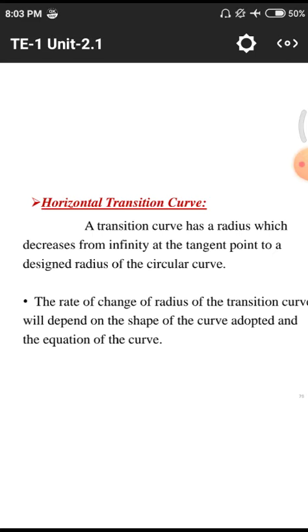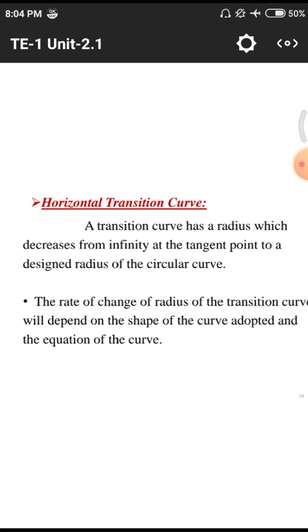First of all, we will discuss the transition curve. A transition curve has a radius which decreases from infinity at a tangent point to the design radius of the circular curve. That means some trigonometrical principles are involved to design these roads. As we said previously, that means tangent points. In a circle, we have different tangent points.